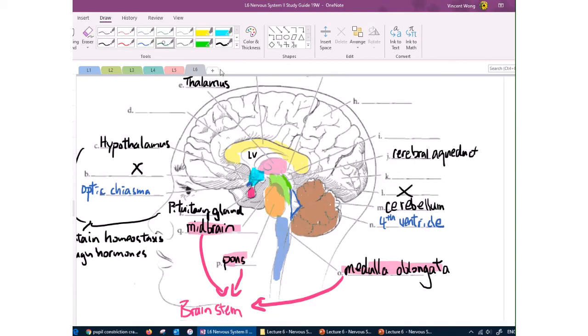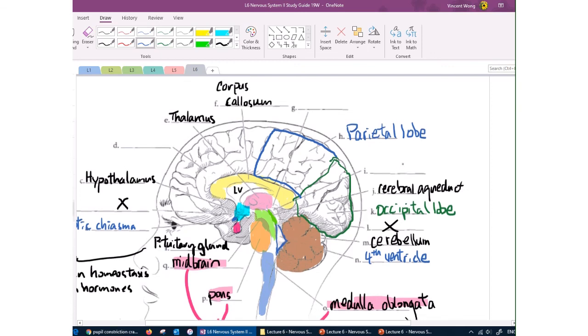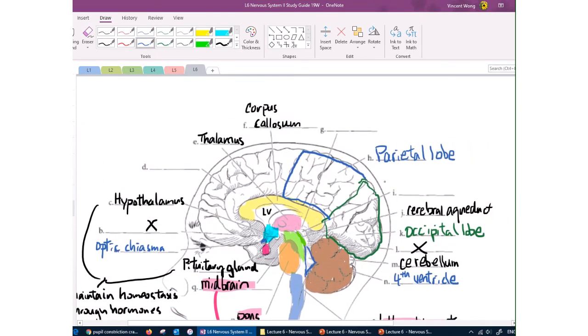K is pointing at this lobe. Okay, so this, of course, is part of your occipital lobe. Occipital lobe is responsible for processing visual information. H is pointing at this lobe here. Okay, so that is your parietal lobe. Parietal lobe processes somatosensory inputs, okay, sensations, right, from all throughout the body, right? Texture, pain, temperature, that kind of stuff.